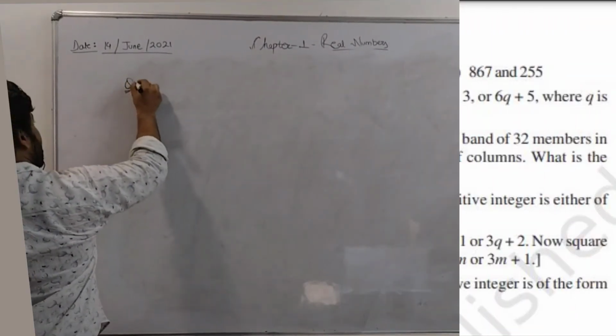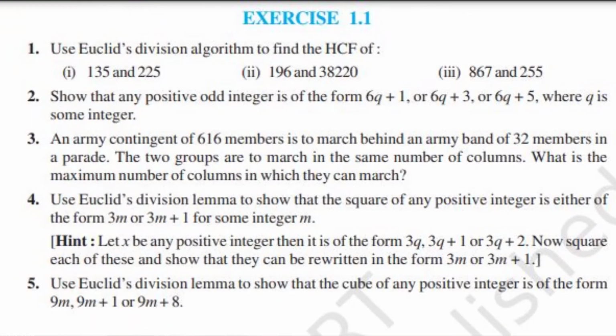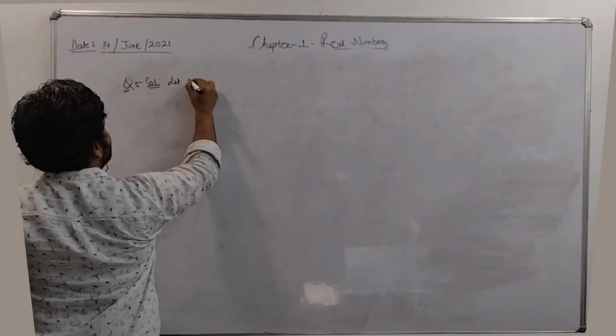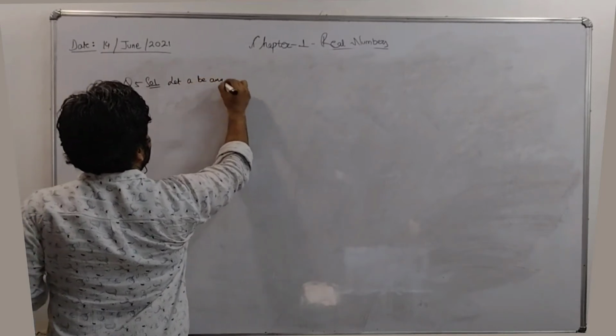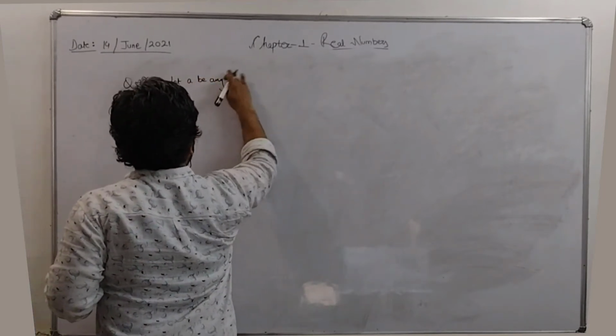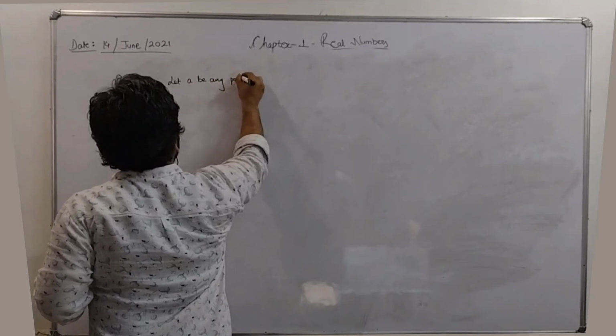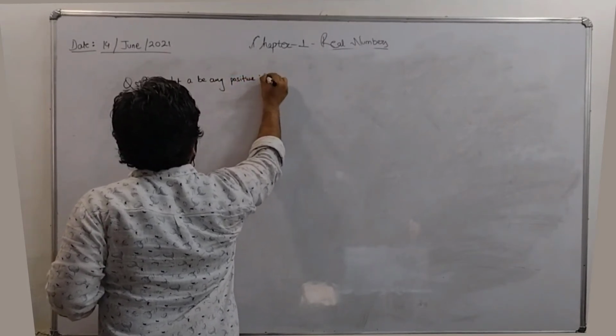Now moving on to the last question of the exercise, question 5. What question 5 states, let's see on the screen. Use Euclid's division lemma to show that the cube of any positive integer is of the form 9m or 9m + 1 or 9m + 8. Same question, just here the a we take is a positive integer. Let a be any positive integer. First let a be any positive integer, please write it in full form.